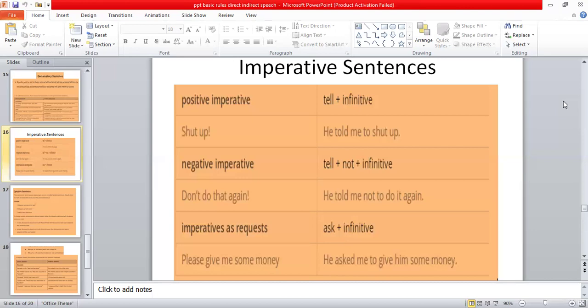If some request is there, imperative as request, how would we change it? Ask plus infinitive. Suppose the sentence is "Please give me some money." He asked me or he requested me, both would be correct. He asked me or he requested me to give him some money. So in this way, you can change the imperative sentences from direct to indirect speech.